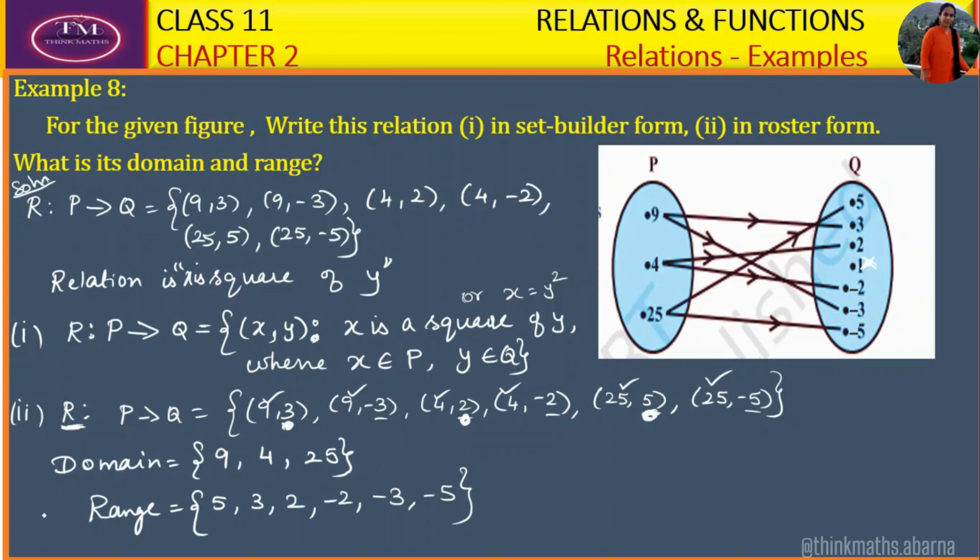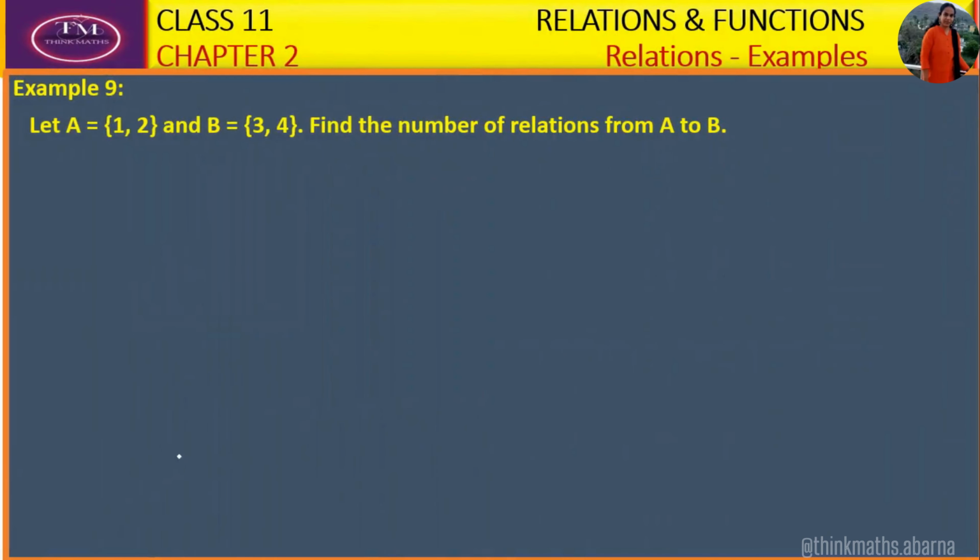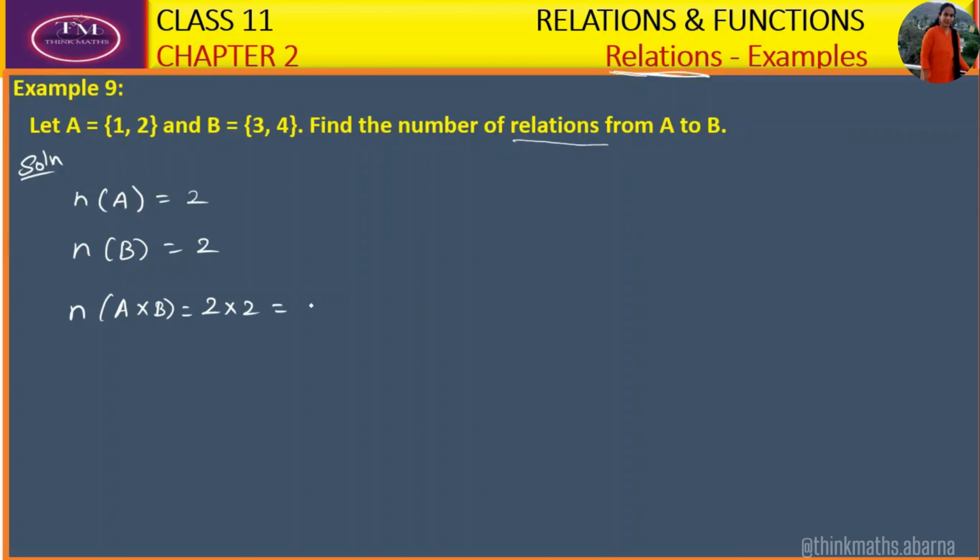Okay. So let us go to the next example in the next page. Example 9. So this is the last example for relations. Let A is equal to set of all 1, comma 2 and B is equal to set of all 3, comma 4. Find the number of relations from A to B. Very simple. We know the formulas. If n of A, how many elements in A? 1, 2. 2 elements. How many elements in B? 1, 2. 2 elements. So how many elements in A cross B? It is nothing but product of these two. This 2 into 2, which is 4.